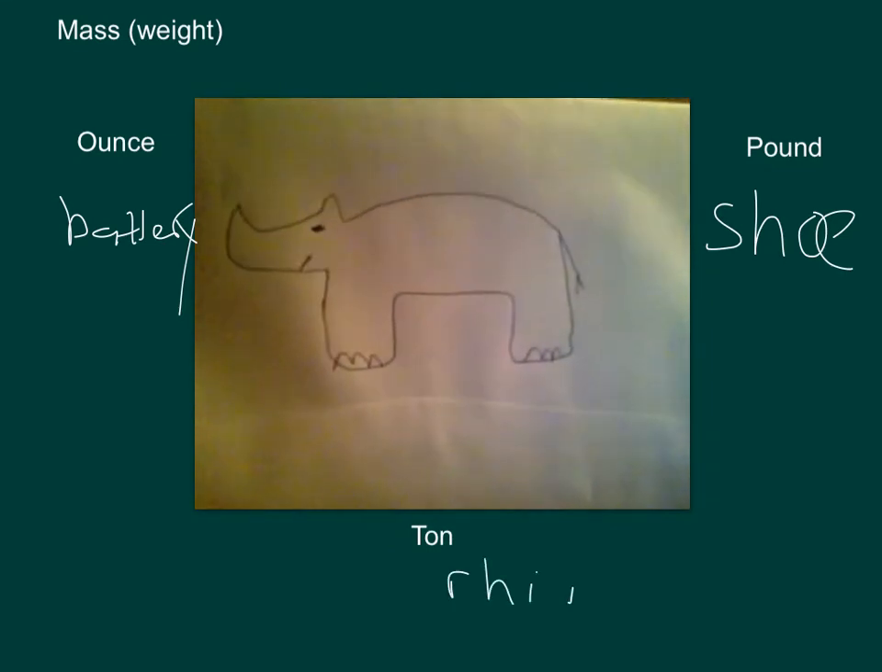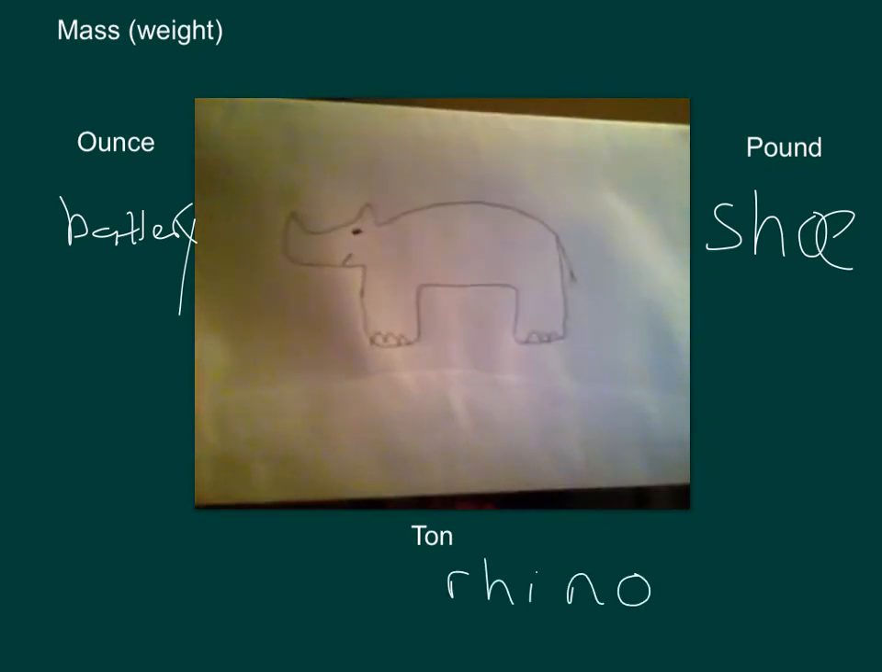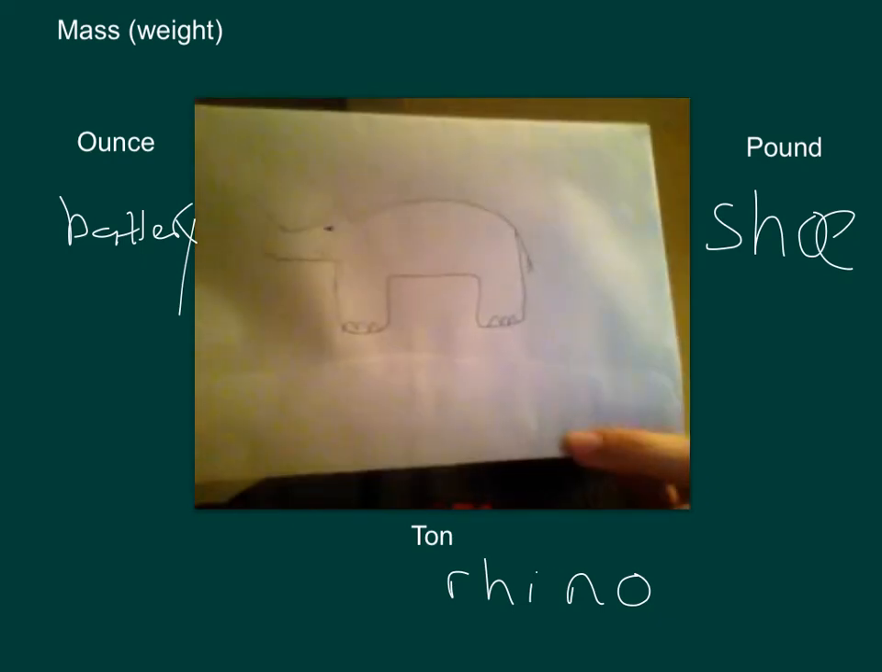And finally, a ton is, if you love my beautiful drawing, about how much a rhino weighs. So as usual, I spend a lot of time on my drawings. I know it's a wonderful drawing.